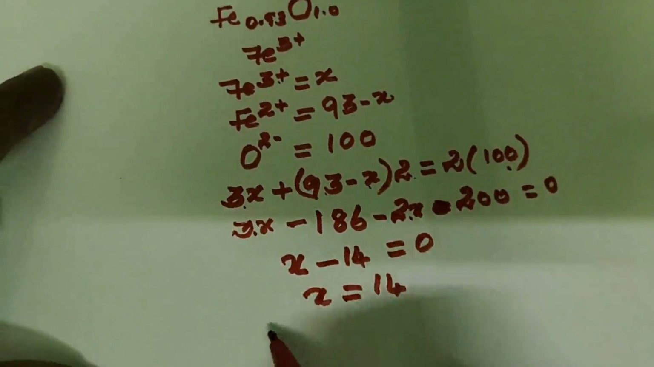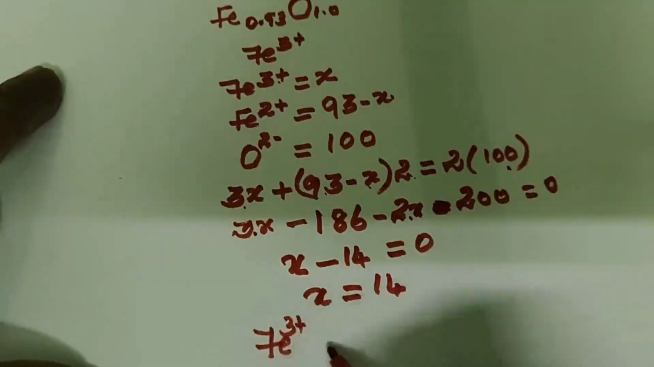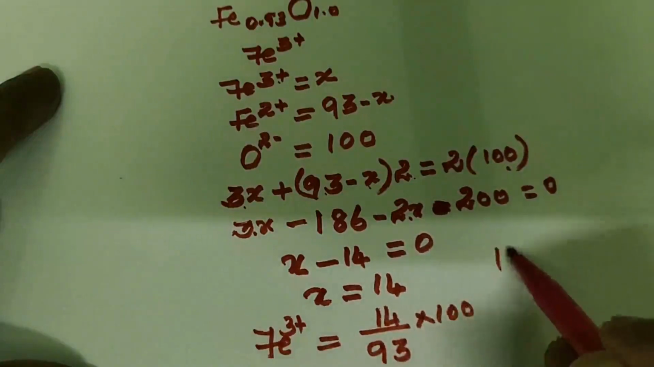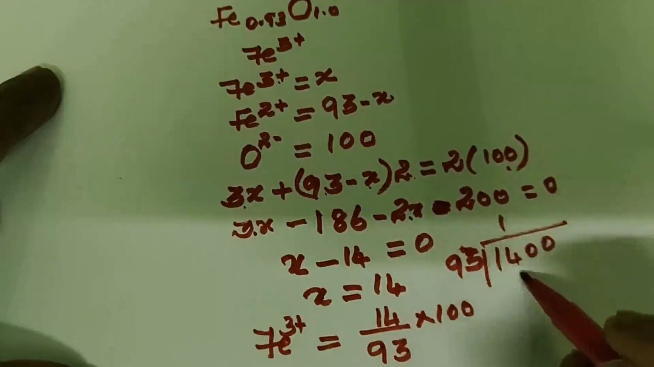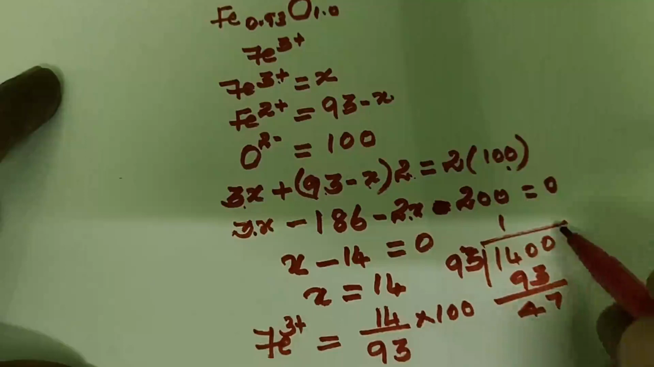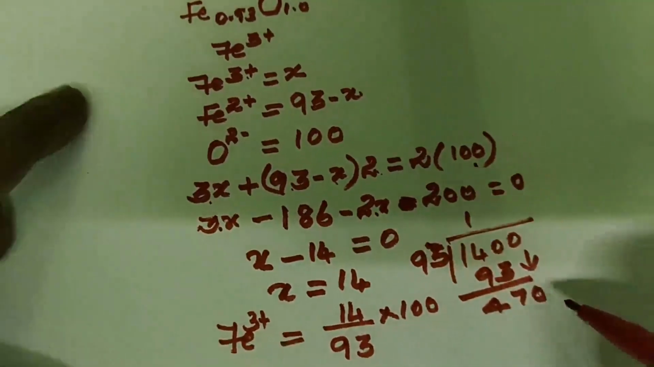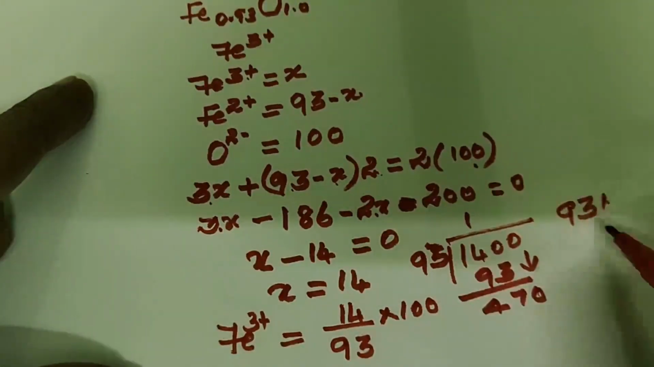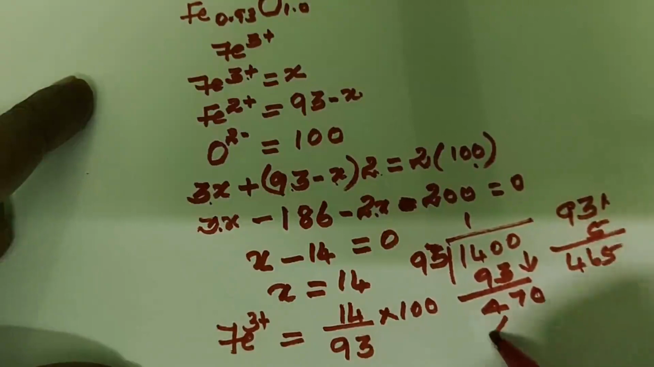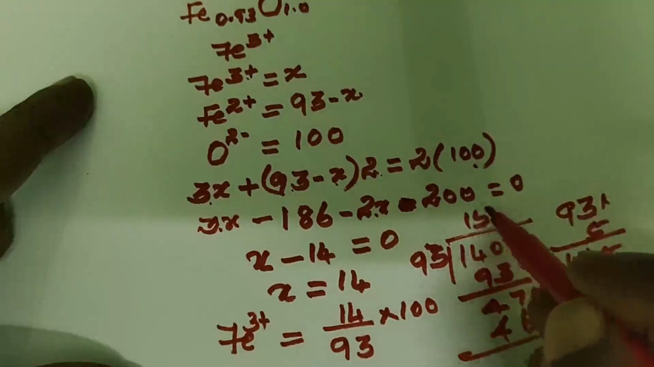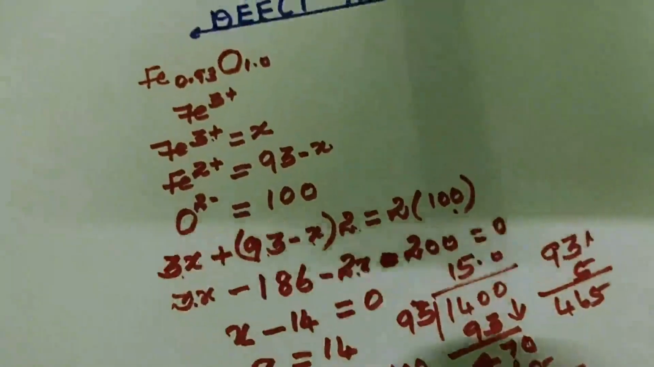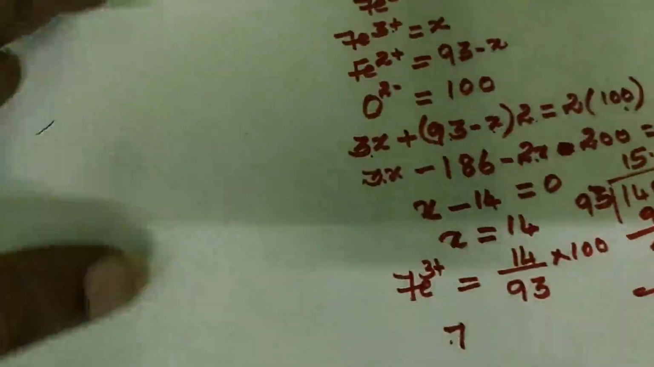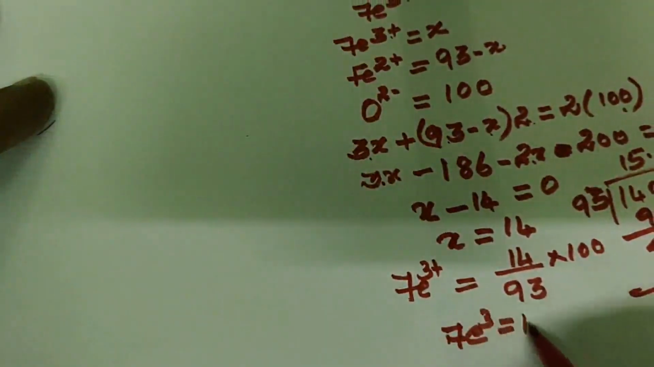Then to find the percentage of Fe3+, out of 93, 14 into 100, that is 1400 divided by 93. 93 into 15 is 1395, so the result is 15 point something. So Fe3+ is equal to about 15%.